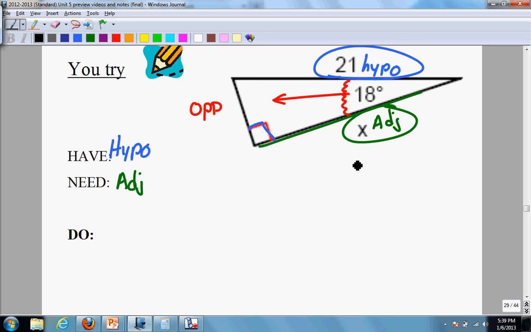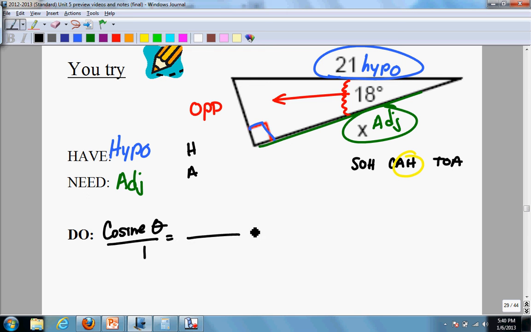So we have to figure out, using SOH CAH TOA, which ratio we're going to work with. We have an H and an A. And which ratio uses the HA combination? That's cosine. So we write out our ratio. Cosine of theta over 1 equals always adjacent over hypo. Even though we have the hypo, it's always going to be A over H regardless.